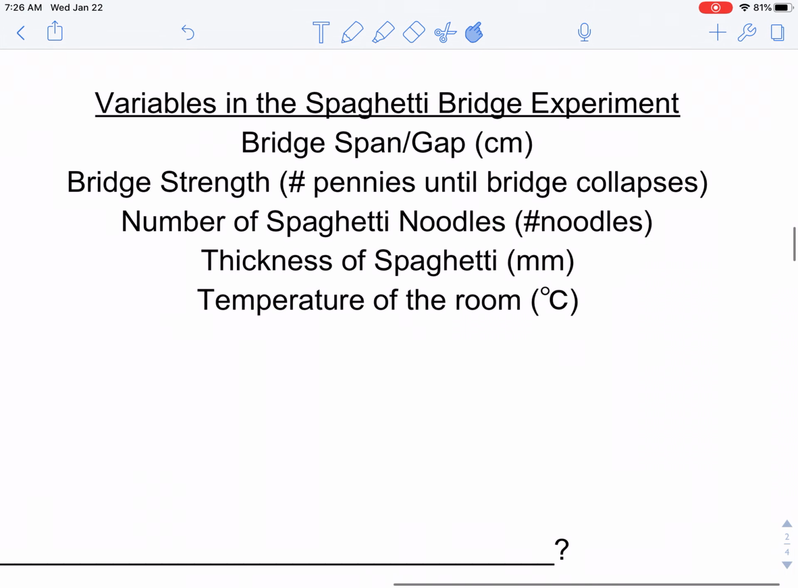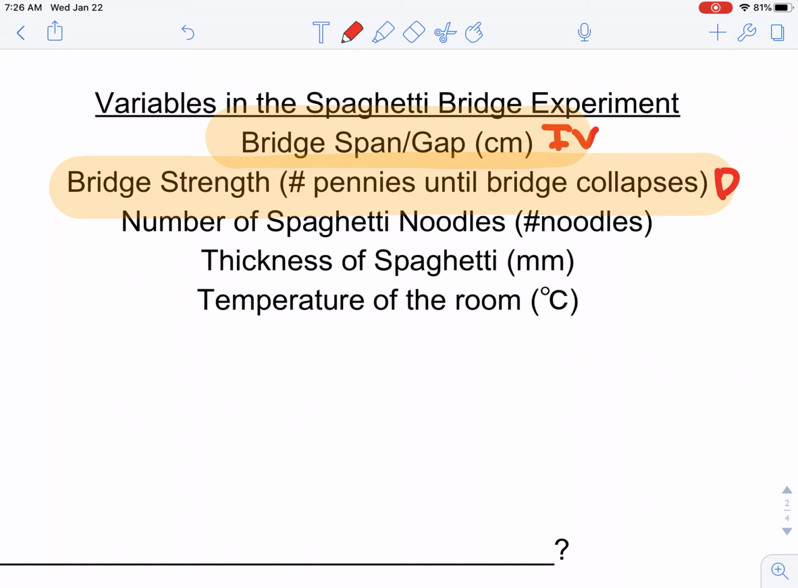So in this case, when we're making this video here, let's pick an independent variable. I'm going to pick bridge span. So this is my independent variable in an experiment that I'm going to run. So I'm going to change how wide the desks are set up. And I'm going to measure how many pennies these different width bridges can hold. So this is my dependent variable. I'm going to change the width of the bridge, and I'm going to measure the number of pennies until the bridge collapses.